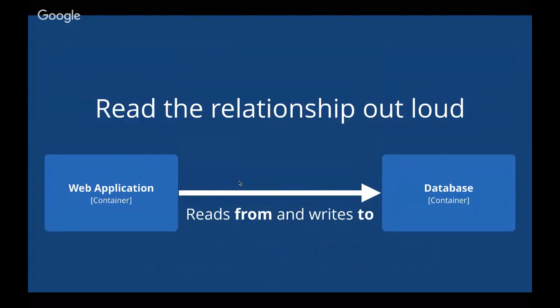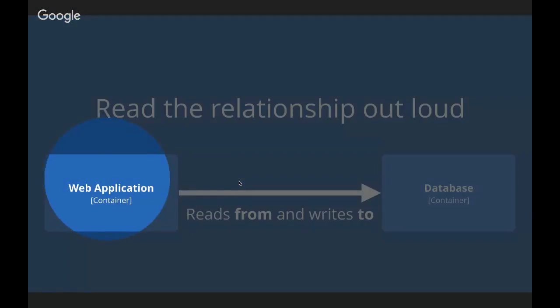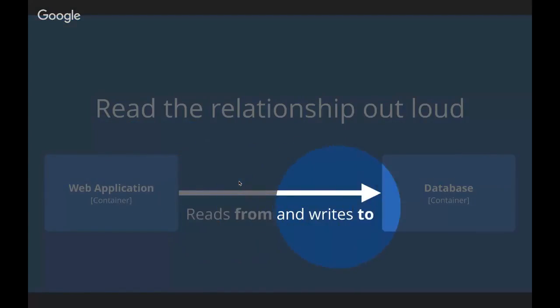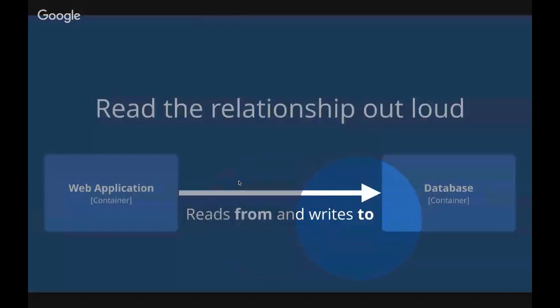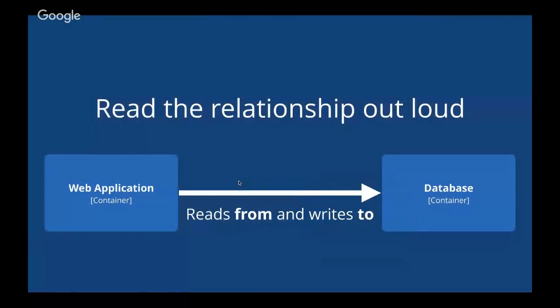A really good tip for drawing relationships that make sense is literally just to read your diagram out aloud. So here we can see that the web application reads from and writes to the database. You'll notice there's some extra wording here, from and to. These are, in English, called prepositions, and they tell you something about the direction of the relationship. So read your relationship out loud. If it makes sense, you're in a good place.